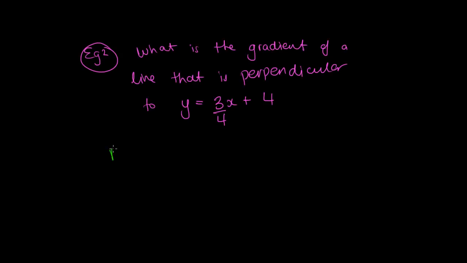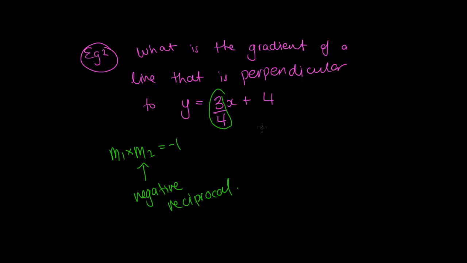Example 2. We spoke about how if we multiply the two gradients together, they need to equal negative 1. But we also know that the other gradient is what we call the negative reciprocal. It's a quick way of doing things. So if the first gradient is 3/4, then the second gradient must be the negative reciprocal. The negative reciprocal means flip. Therefore, the gradient is going to be negative 4/3.